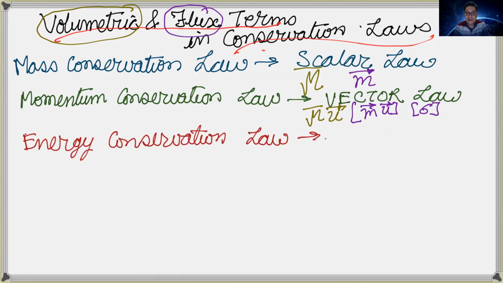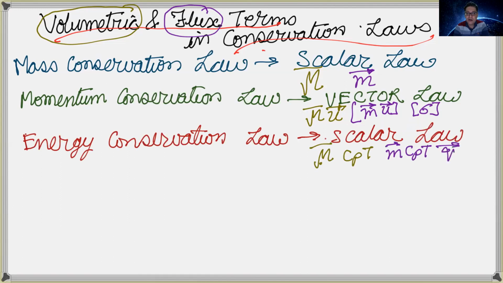Now the energy conservation law is also a scalar law. Here we talk about the rate of change of enthalpy. Enthalpy is a scalar quantity, so that's why we call this a scalar law. And the volumetric term which you encounter here is basically enthalpy per unit volume. This is mass per unit volume into specific heat into temperature. And the flux terms are this enthalpy flux and this conduction heat flux.